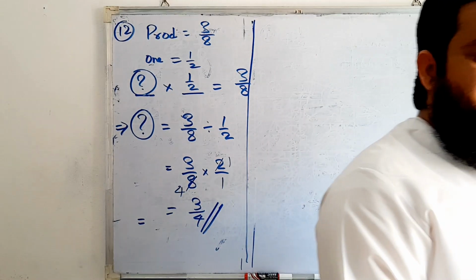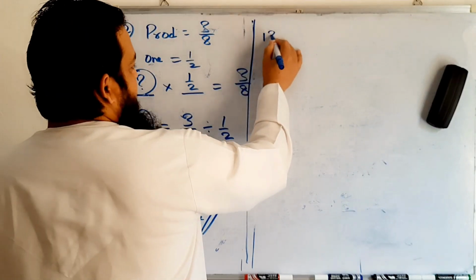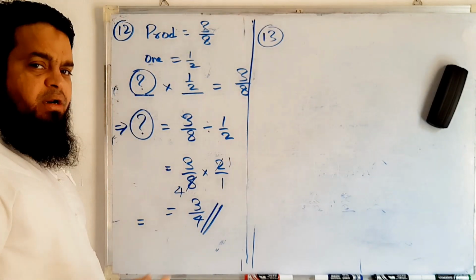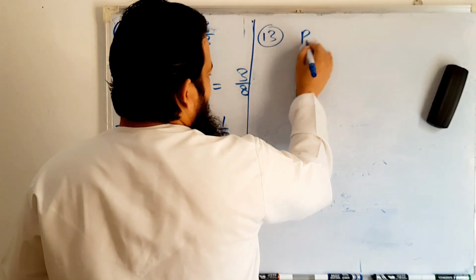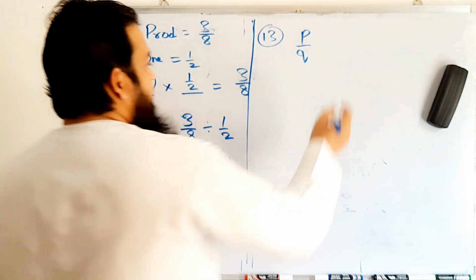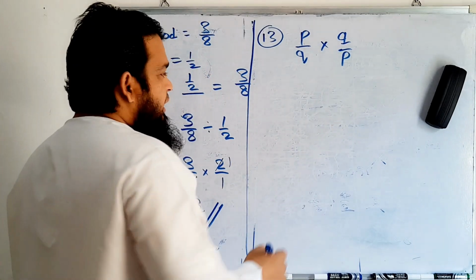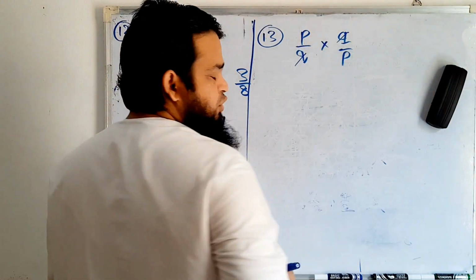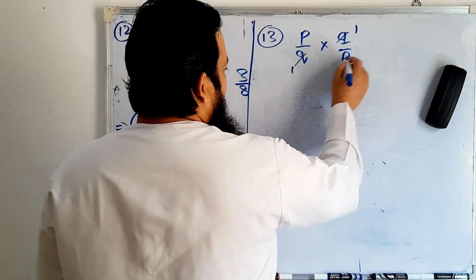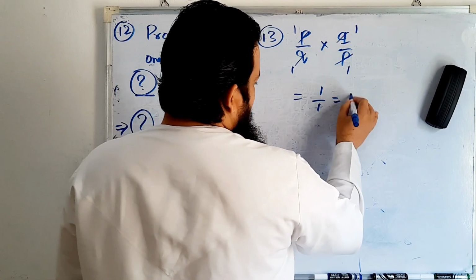The product of a rational number and its reciprocal. Good question. See, the answer is very simple. Whatever rational number you take, p by q, okay, and the product of its reciprocal. Okay, what is its reciprocal? Q by p. What is the product? See, q and q, there are common factors 1, and p and p are common factors, they are 1. So what is the answer? 1/1, that is equal to 1.